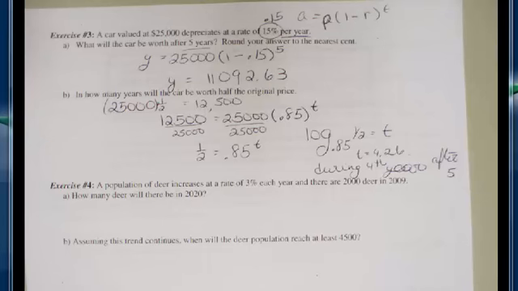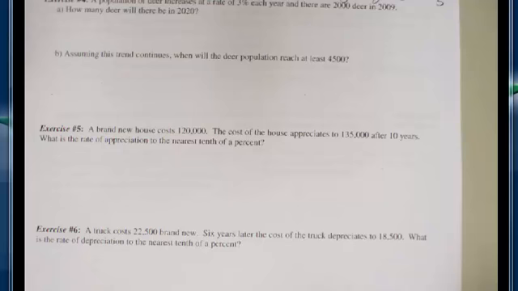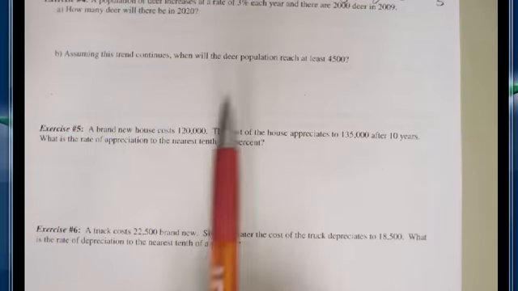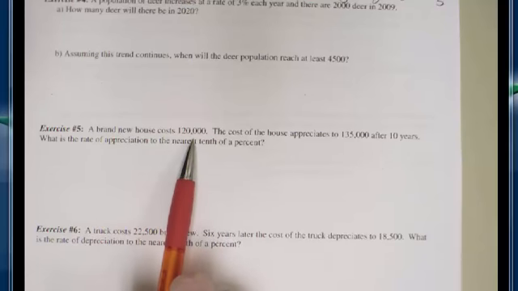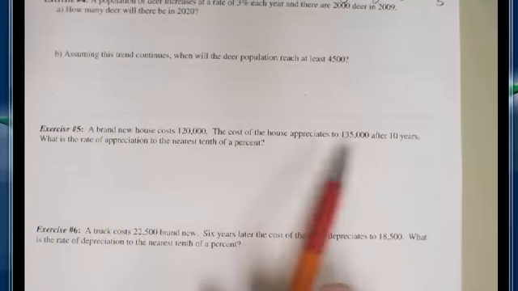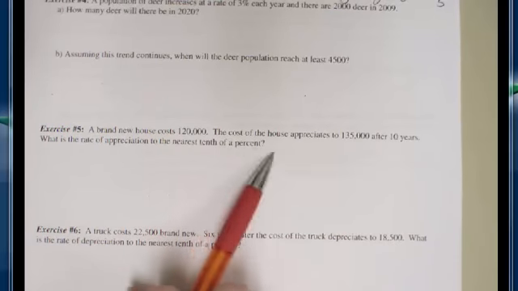All right, let's skip the deer one for right now. We'll go down here to the new cost. It says we have a brand new house, $120,000. It appreciates to $135,000 after 10 years. What is the rate of appreciation?